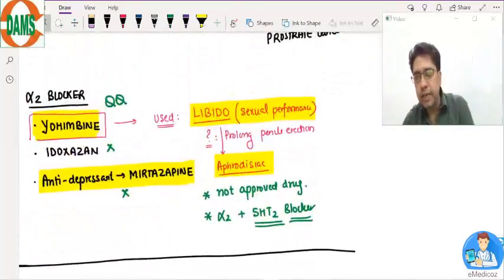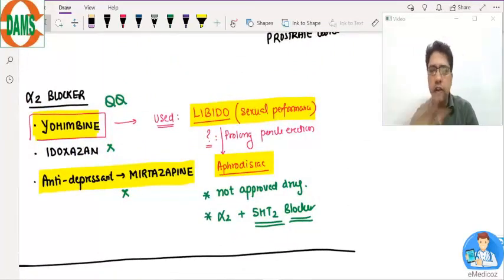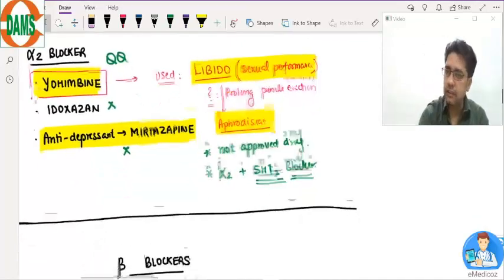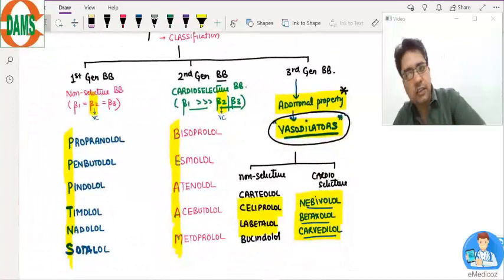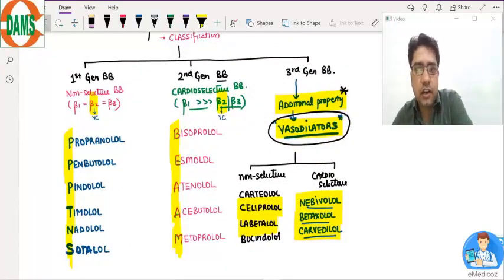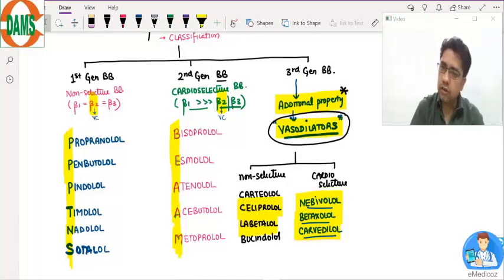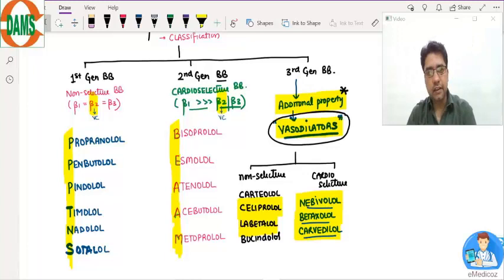Alpha 2 blocker: yohimbine, used as an aphrodisiac. Alpha 2 plus 5-HT2 blocker: not an approved drug. Other drugs are written, no need to remember them. Beta blockers: first generation, second generation and third generation. First generation is non-selective, second generation is cardio-selective, third generation is vasodilatory, but they can be either cardio-selective or non-selective. The drugs are written in front of you: PPP, TNS, BEAM, and other drugs which we have shaded.